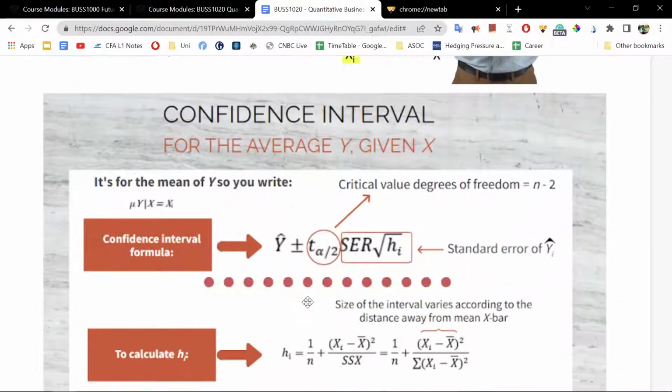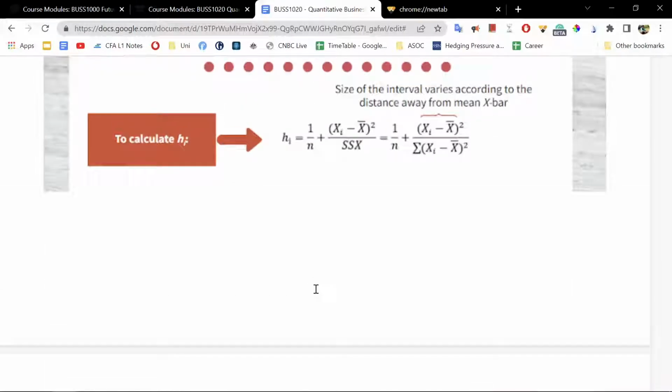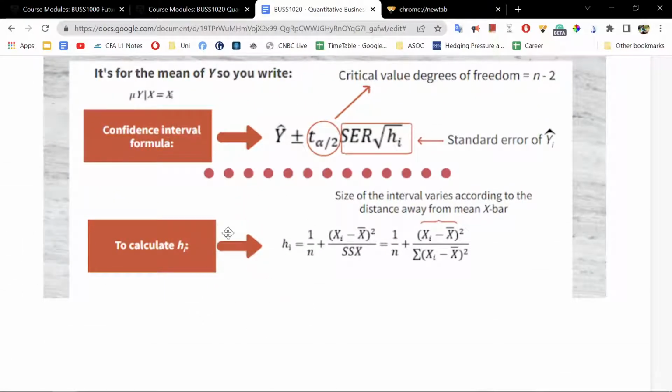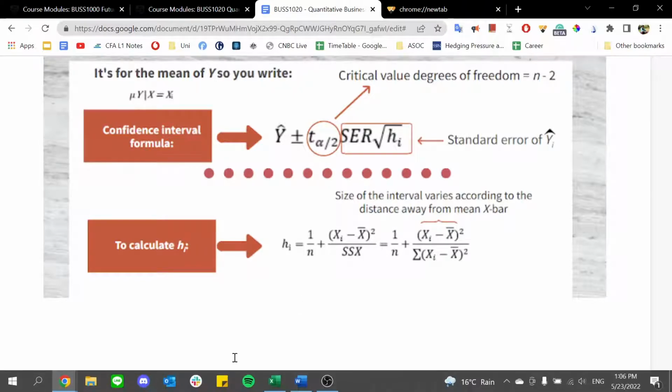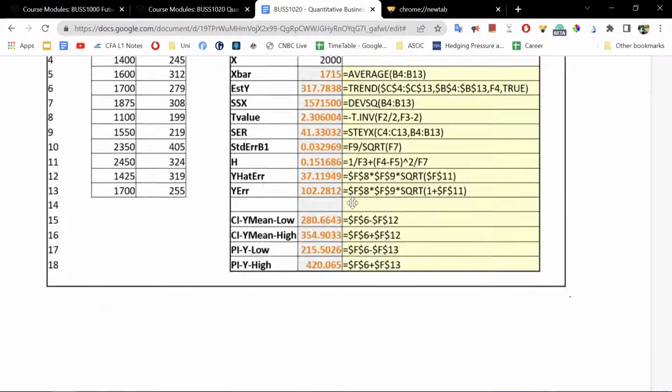Okay. We have the confidence interval formulas as well. Once again, confidence intervals always have three components: the point estimator, the critical value, and the standard error. So it is always the point estimator plus or minus, because there are two sides for the confidence interval, the critical value multiplied by the standard error. So that's the standard formula for all confidence intervals.